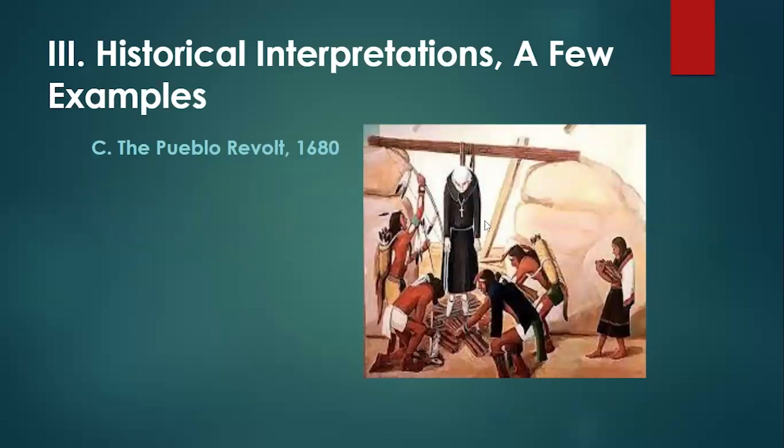But also in 1680, several groups of native peoples in the area, referred to collectively as Pueblos, staged this mass attack on the Spanish in the region, doing things like destroying their missions and destroying religious artifacts and executing many of the priests, as well as others who were settled in the region.